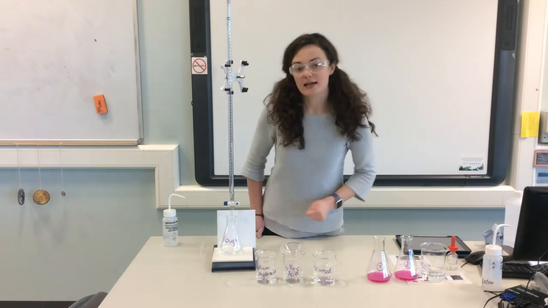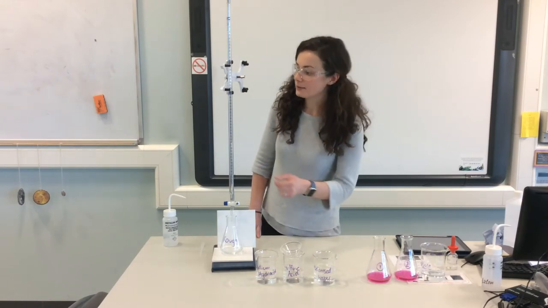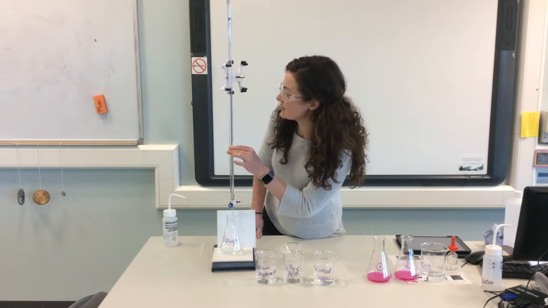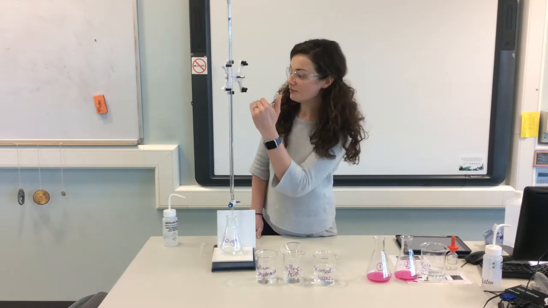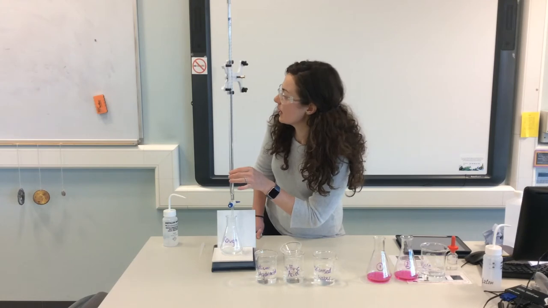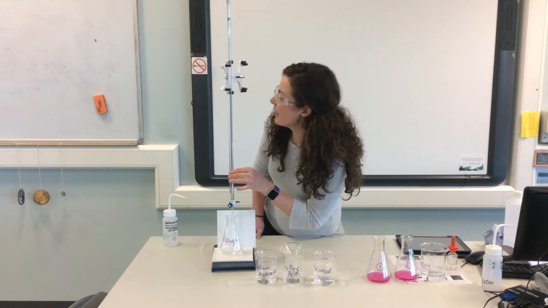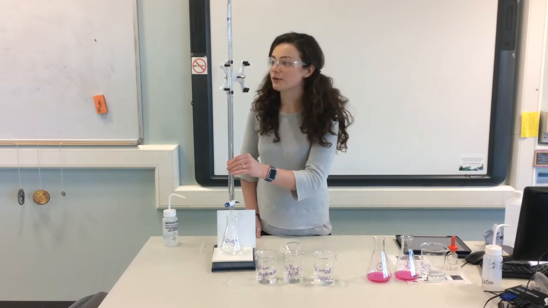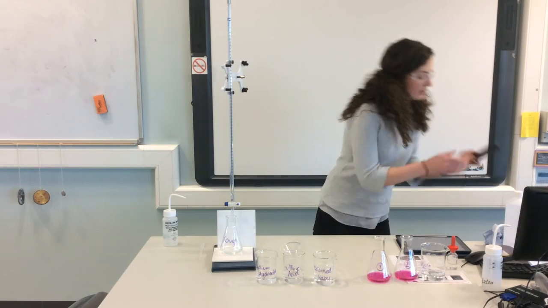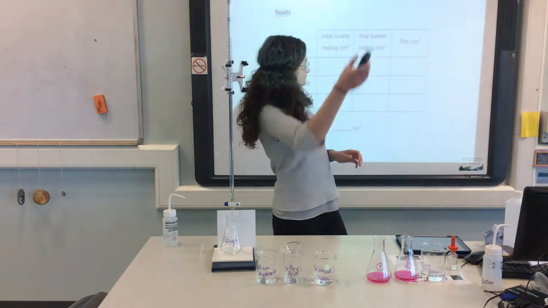What I want to do is have a look at my burette reading, and that will tell me how much sulfuric acid I have added. So I'll just turn it around slightly. You want to get eye level, and you want to measure to the bottom of the meniscus. So from my view, that is at 19.8. We'll write that into our results table. I've got that on the board. I've just blanked the screen, so give me one wee second.